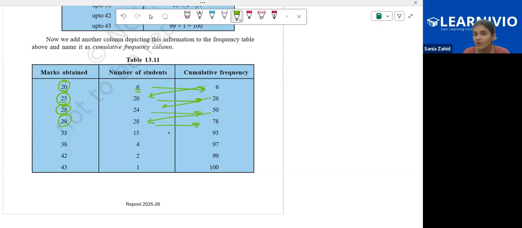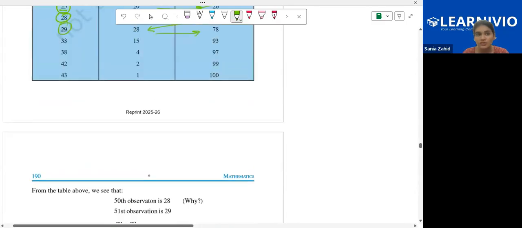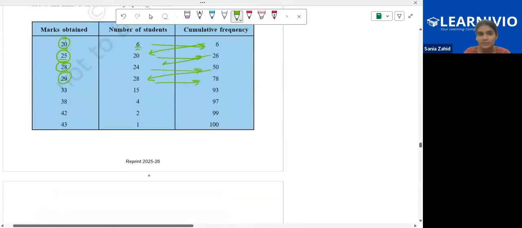You understand this method? How are we finding the cumulative frequency? And what is the meaning of cumulative? Cumulative means the aggregation, the total, right? Yes, ma'am. Okay, so this is how we'll find the cumulative frequency. Now what happens? See, what is the 50th observation? 28.